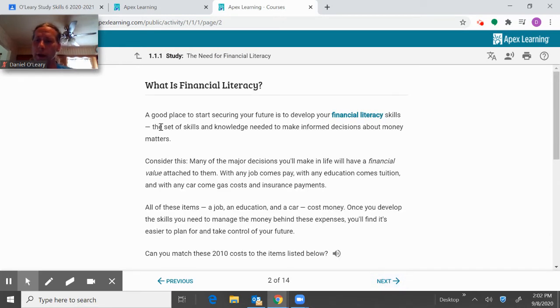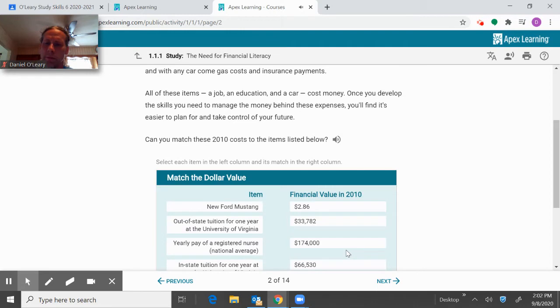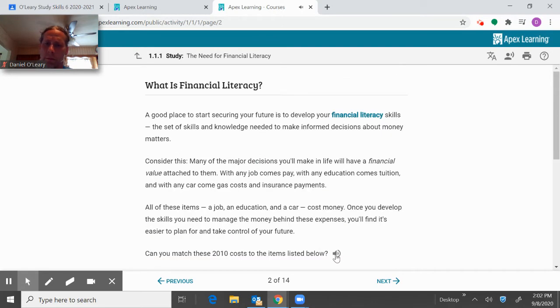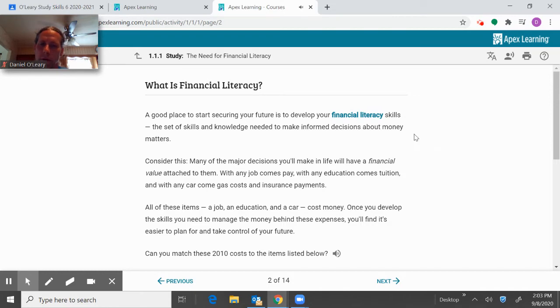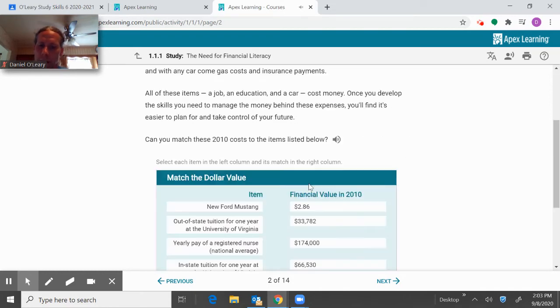On screen two, there's different information here. If you click this: a good place to start securing your future is to develop your financial literacy skills, the set of skills and knowledge needed to make informed decisions about money matters. So it reads to you what's above here. But also notice this is in blue, and that's the reason it's different than the black font here, because if you click that, it gives you a drop down with definitions. Financial literacy. And then it even reads the definition to you. So that's what you would do on that page.